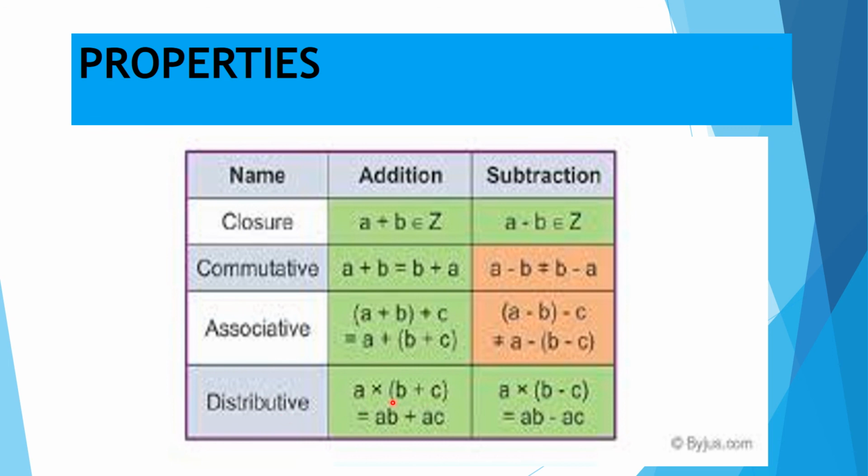Distributive property, that is a into b plus c. So a into b plus a into c. This is true. And a into b minus c, you will get a into b minus a into c. This is called distributive property. So in place of a, b, c, you can take integers and apply the properties and see.